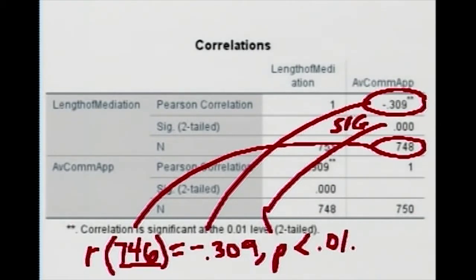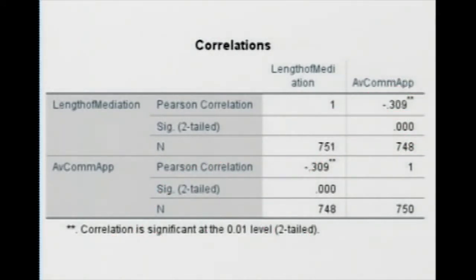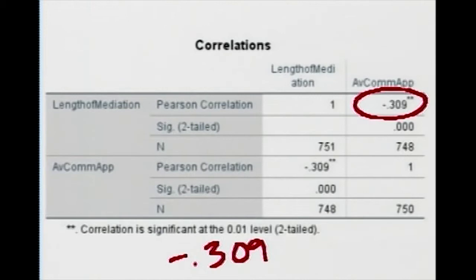Now, one thing you might be wondering about is this number here, the 0.309, negative 0.309. And as we're evaluating these numbers, one of the things to tell you is that it's affected by sample size.